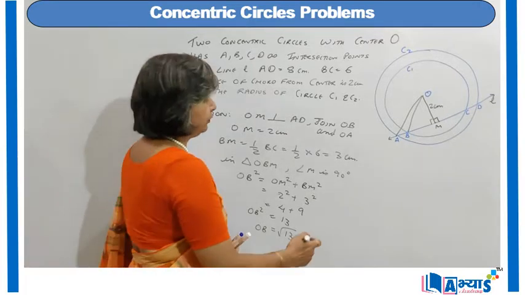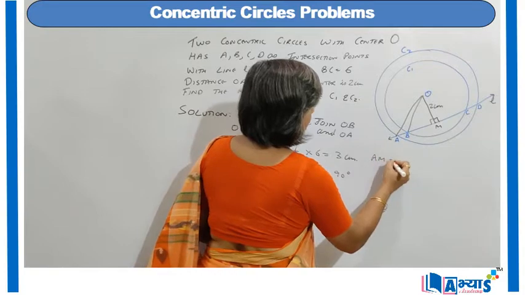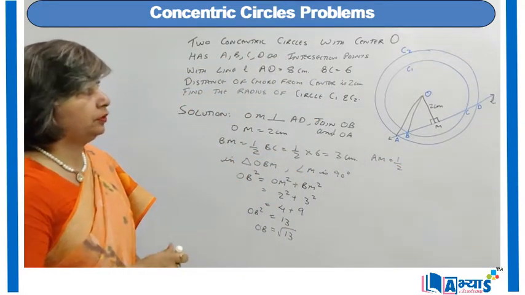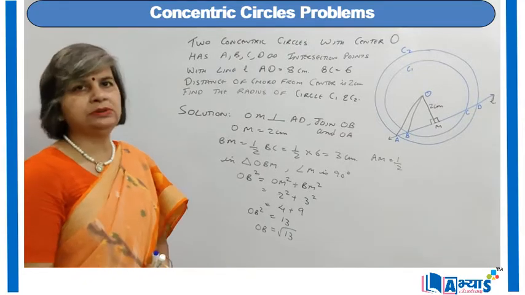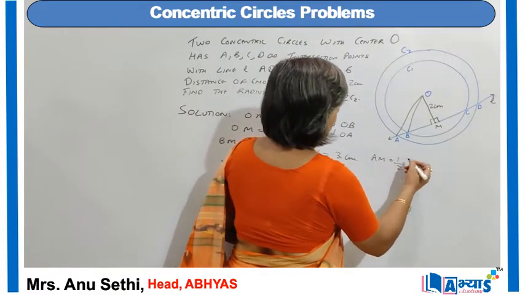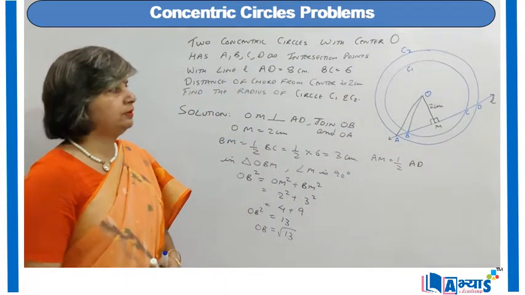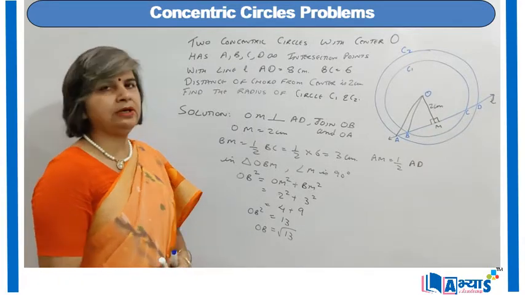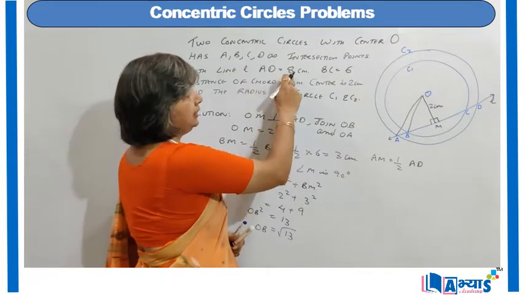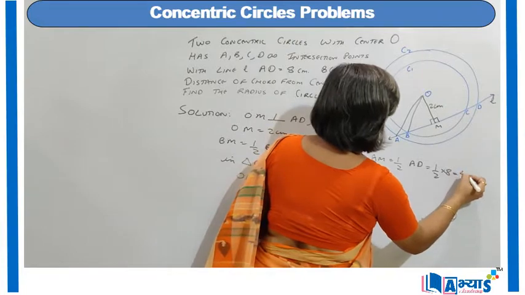Now to find OA, we will use the second circle, that is C2. In the case of C2, AM is half of AD, because for the circle C2, OM is perpendicular to the chord AD and it will bisect the chord. So AM will be half of AD, and we know that AD is 8 centimeter. So it will be half into 8, that is 4 centimeter.